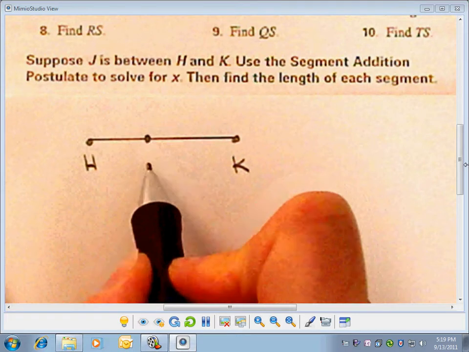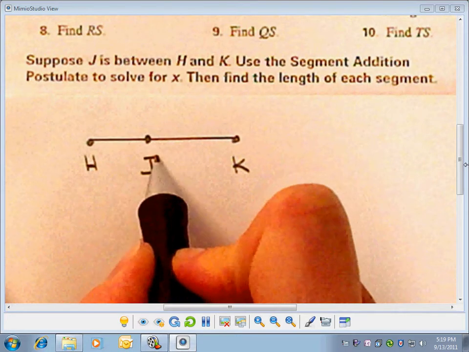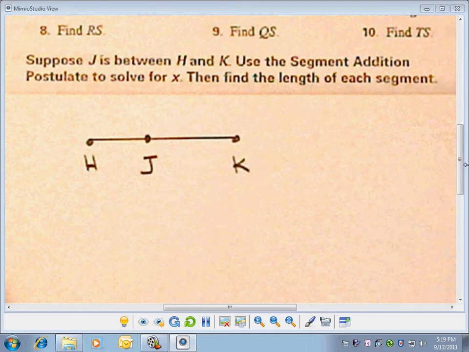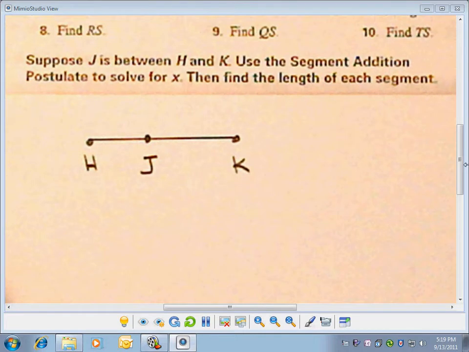I never put it in the center because it's not always equal. It's only equal if the problem tells me it's equal. Okay, so that's what my segment looks like.